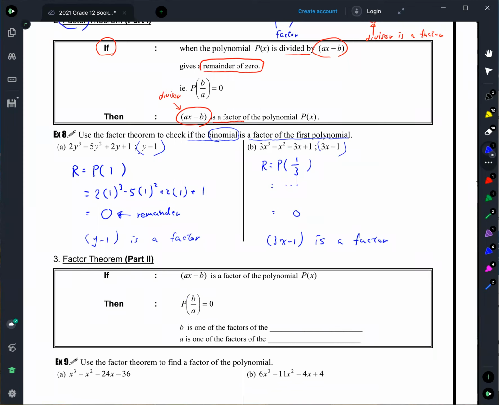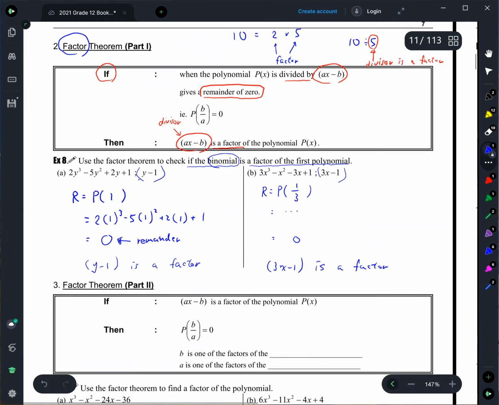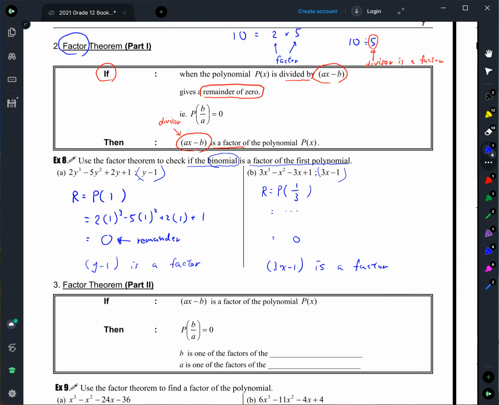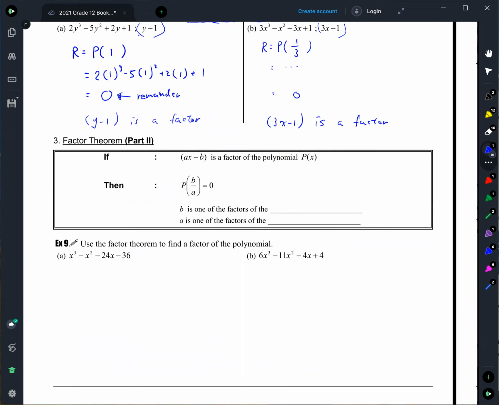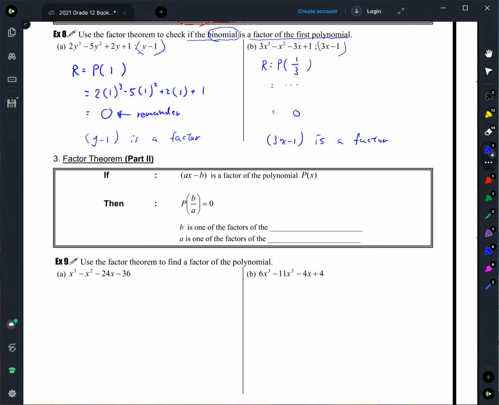So how do we know, when we have a polynomial, what number will work? Because our goal here is to find the factors. How do we know which divisor will have a remainder of 0? Because for these two questions, they give it to you for you to check. So now we're moving on to part 2. In part 2, they only give you the polynomial.